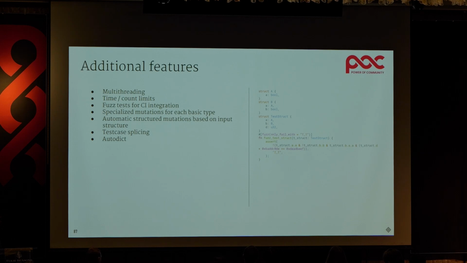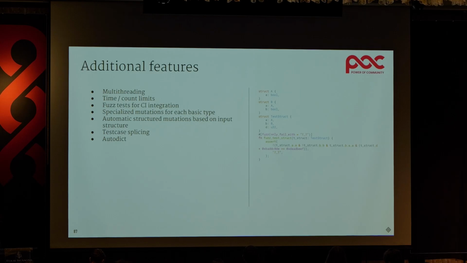There are also specialized mutations for each basic type and for structures. So for example, you can define a structure as an input to your program. It will automatically parse it and be able to randomly pick out the values and structurally mutate it. There's state-space splicing, and there's an autodict which takes values from the finalized Brillig representation and from the finalized ACIR representation.